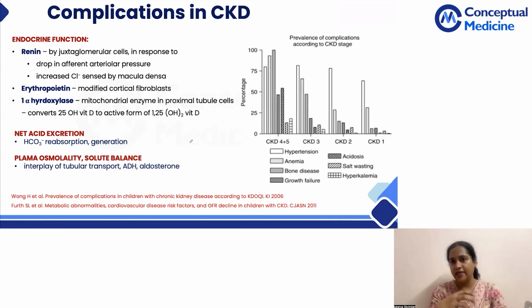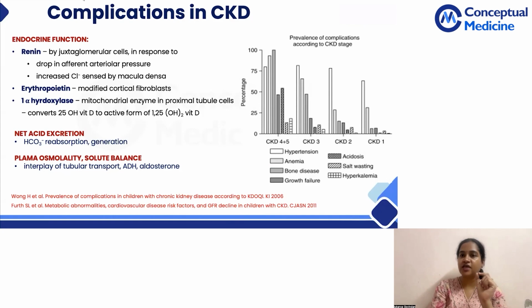Moving on in detail, what are these complications of CKD? Mostly the kidney has a lot of endocrine function. The most important of these functions is renin. As we saw, the macula densa is at the junction of your afferent arteriole and your distal convoluted tubule. You have the juxtaglomerular apparatus, which has your macula densa, the cells of which secrete renin in response to a drop in arterial pressure or increased chloride sensed by your macula densa.